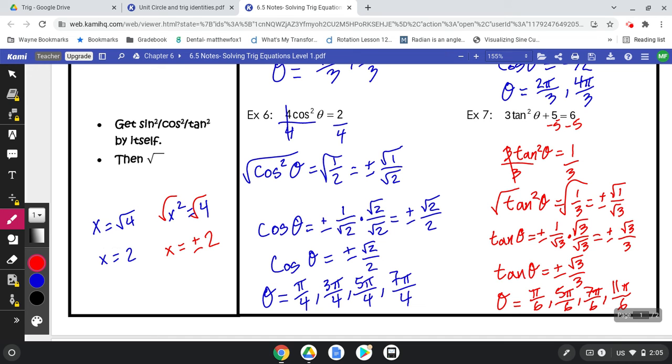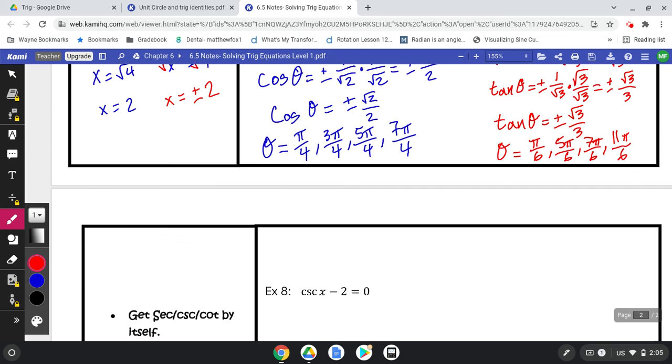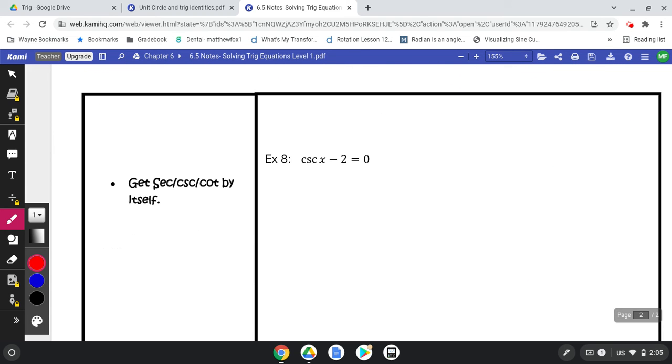So one last thing I want to talk about. This final thing is number 8 and 9. Ask us, what do we do if we have either cosecant, secant, or cotangent? So once again, we always start by isolating whatever the trig function is. So let's add 2 to both sides. We'll have cosecant of x equals 2.